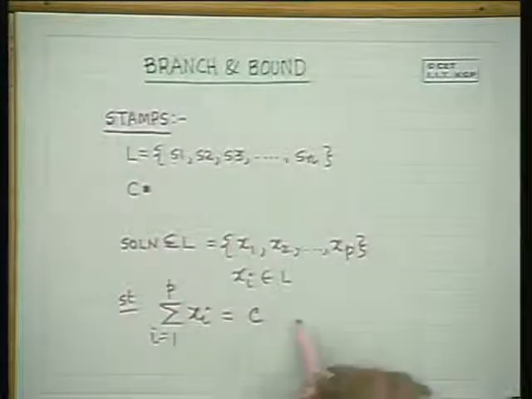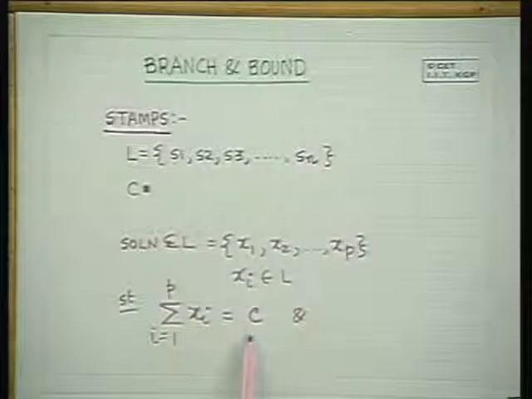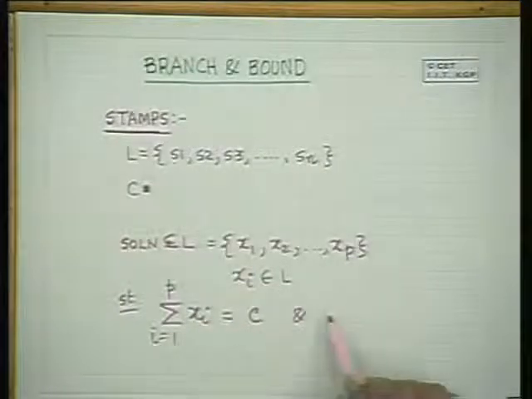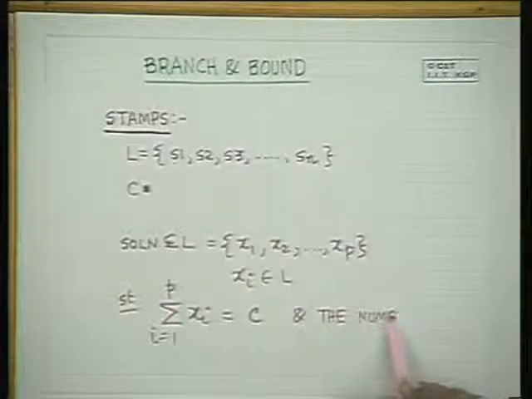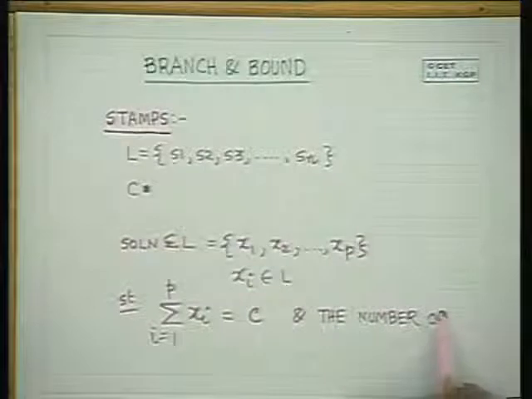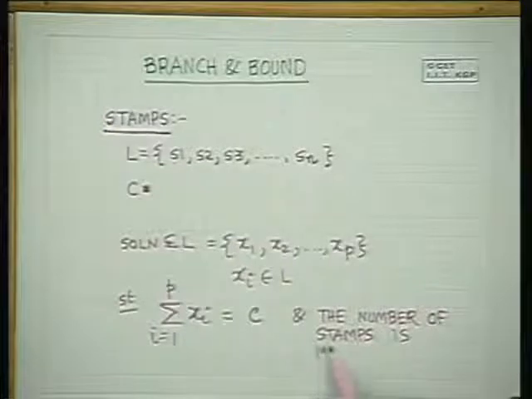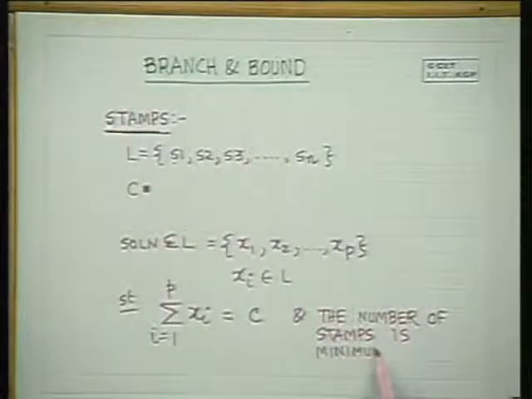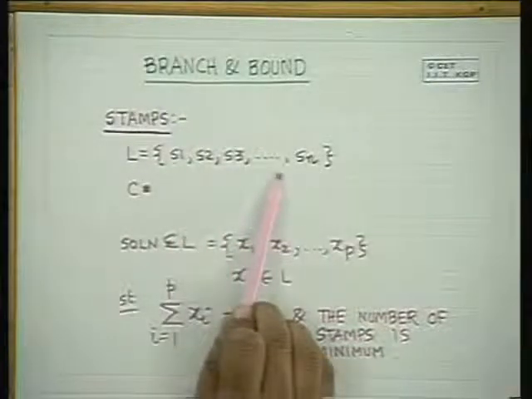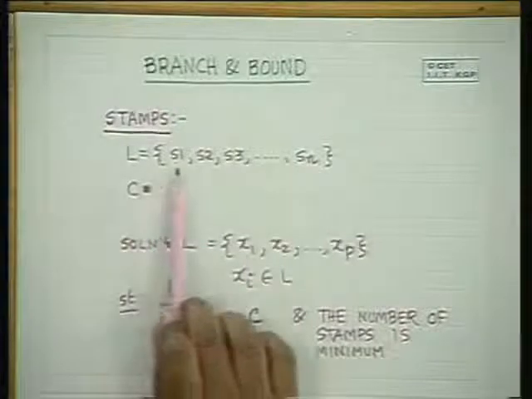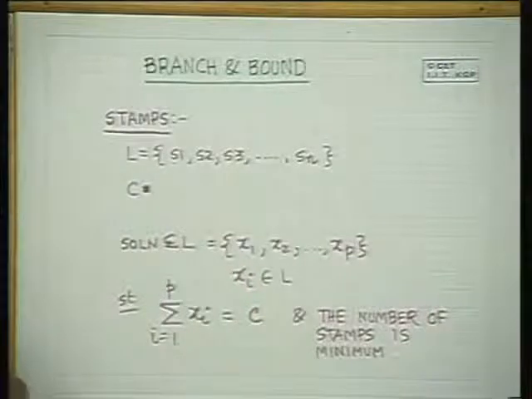And so this is a solution. You are picking up a set of stamps whose value is equal to C. And what do we want? The number of stamps is minimized. That is, we want to pick out a set of stamps whose sum is equal to C, such that the number of stamps is minimized. So here we have an optimization problem at our disposal.